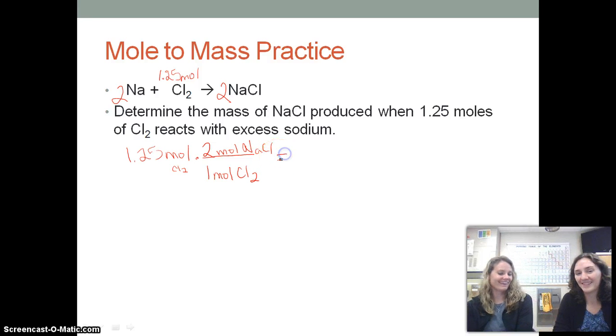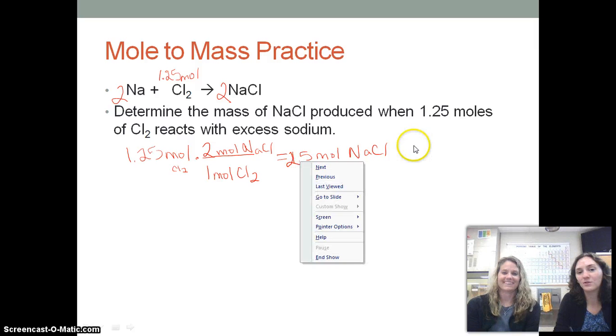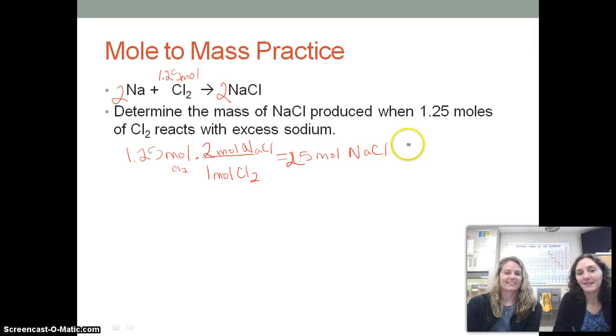That would give us 1.5 moles of NaCl, but we're not done. It should be 2.5. Oh, yes, it should. You know what we're talking about. 2.5.